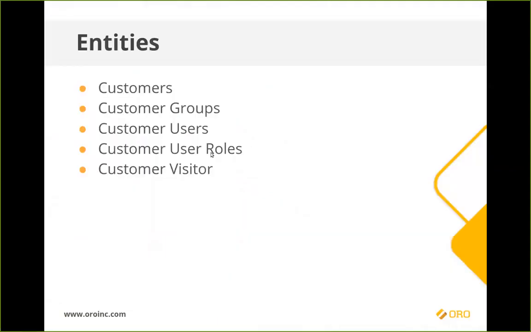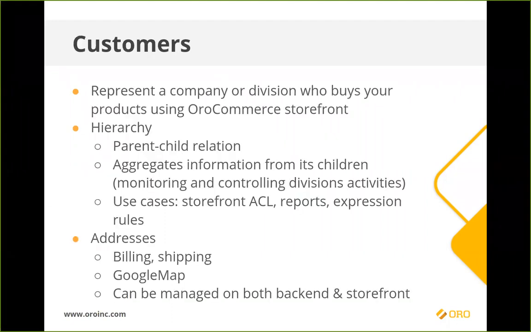So these are the 5 main entities we're going to talk about in scope of this topic, and let us start from the customers. A customer in OroCommerce represents a company or division who buys something using the OroCommerce storefront. OroCommerce is mostly a B2B-specific application. So the main unit is a customer, a company or small division or subdivision who is actually going to buy something.